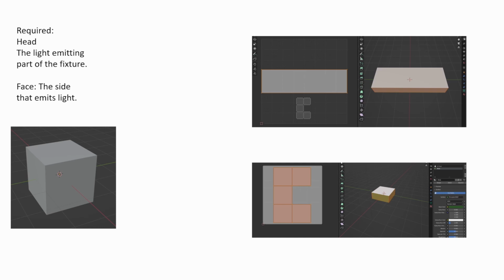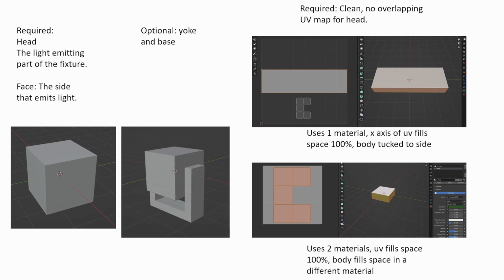So some of the things that we're going to need to build for our multi-instance fixture is a head. The head is one of the more important meshes, and it's going to contain the light. And it's going to be in almost every multi-instance fixture. Optionally, you could also put a yoke and a base on that head. The yoke is going to be what holds the head in place, usually by arms, and then a base is what connects to the yoke and gives it a heavier attachment to sit on.